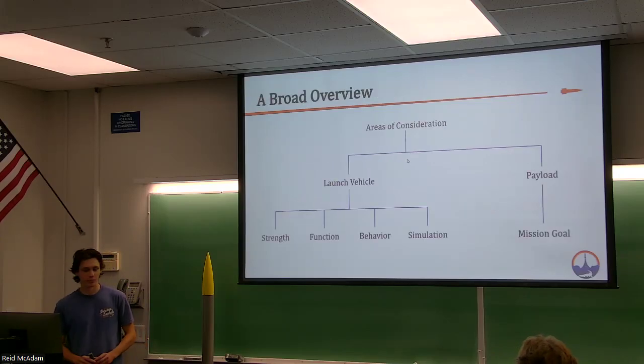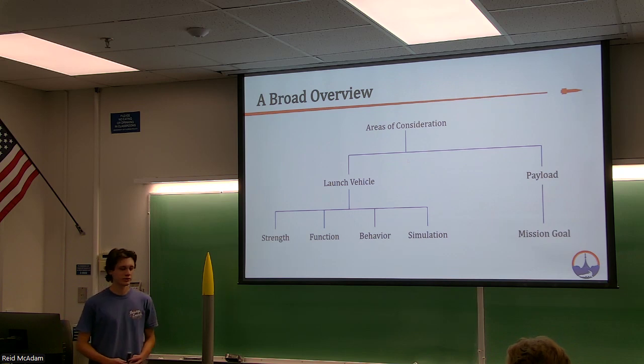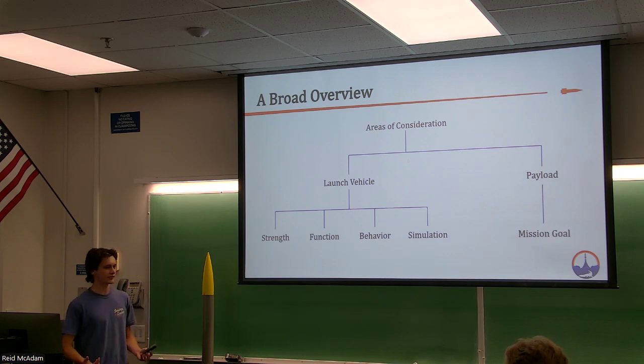Okay, so this is a broad overview. We start off with areas of consideration, looking at what parts of the design might be able to fail. From there, it gets broken up into the two big categories: the launch vehicle and the payload. For the launch vehicle, those tend to be pretty similar from year to year because, of course, we're building a rocket from year to year. So you can look at different things like strength, function, behavior, and simulation.